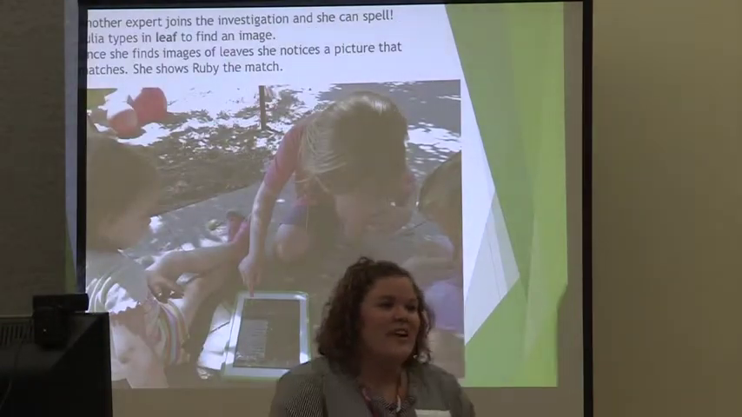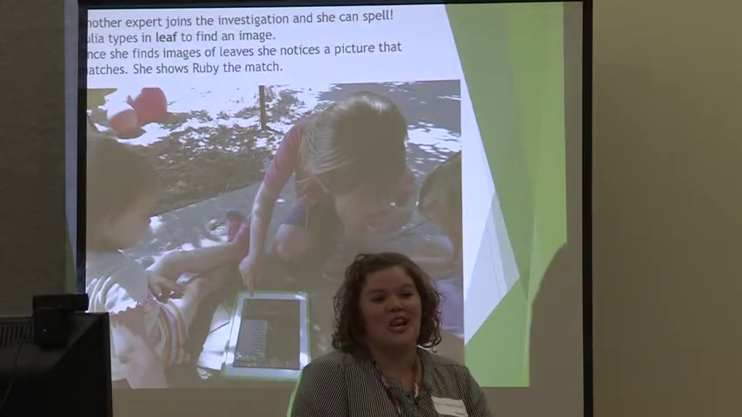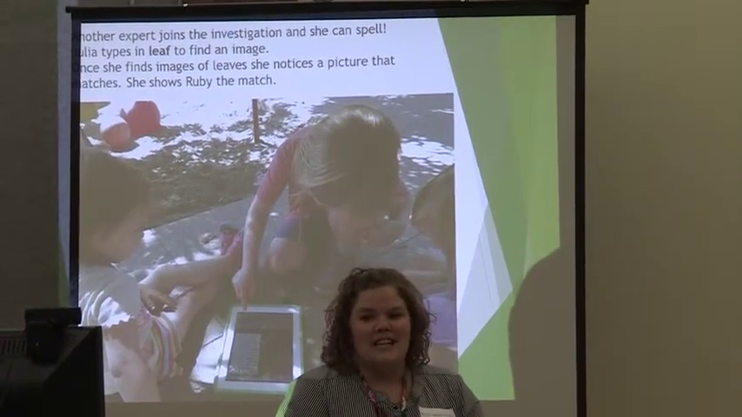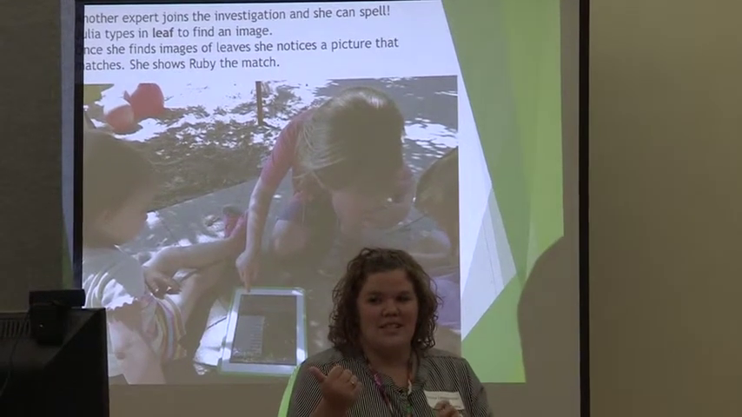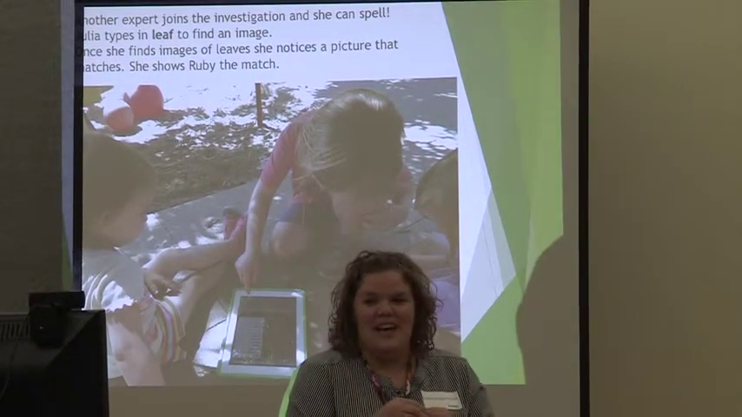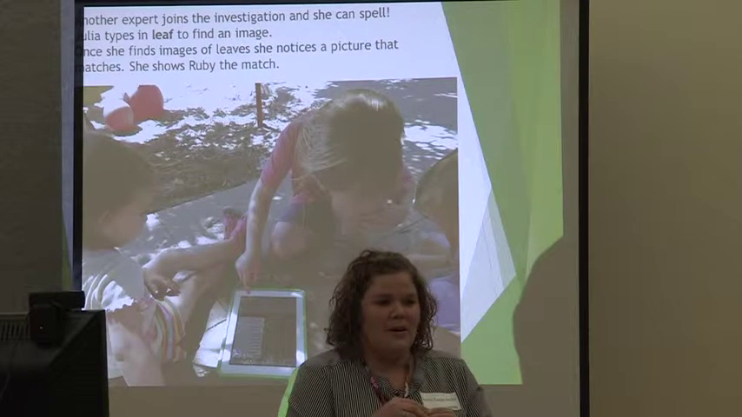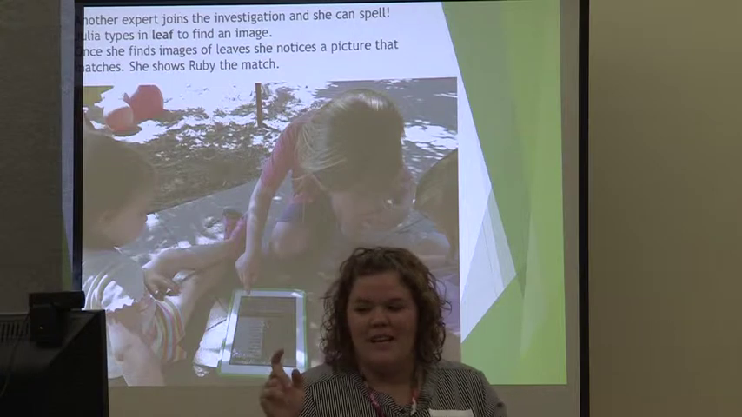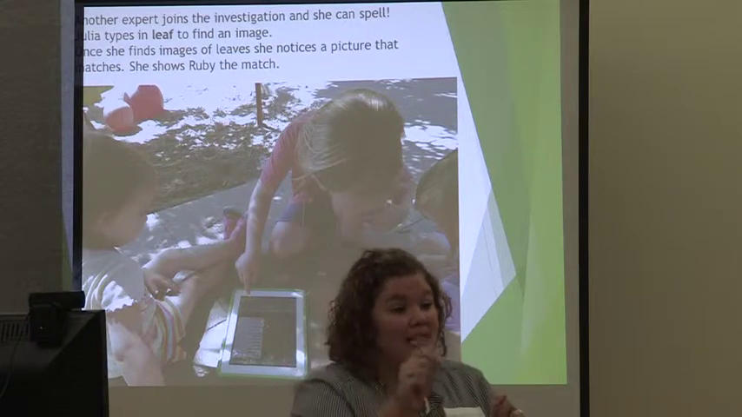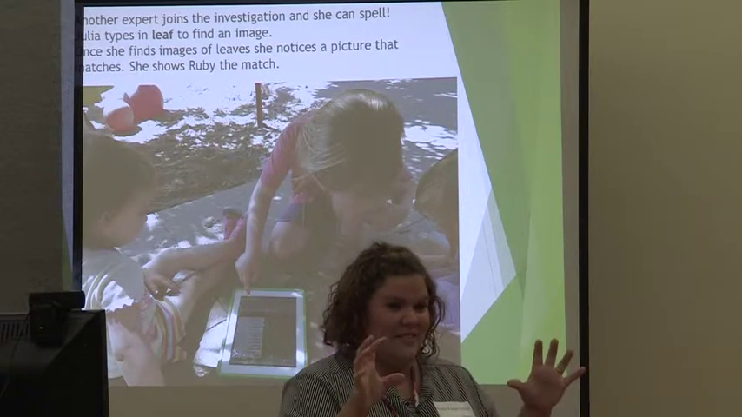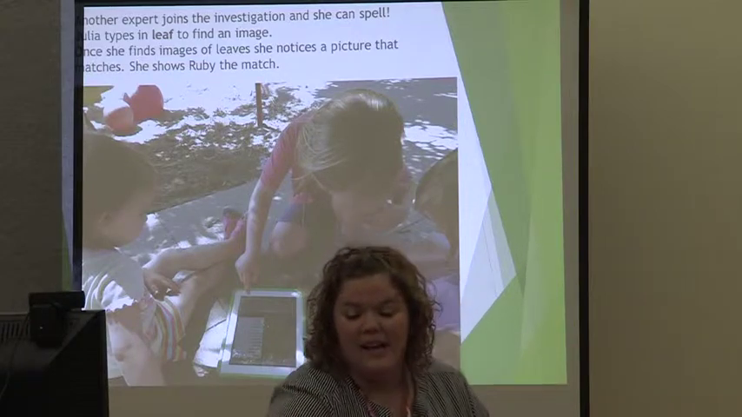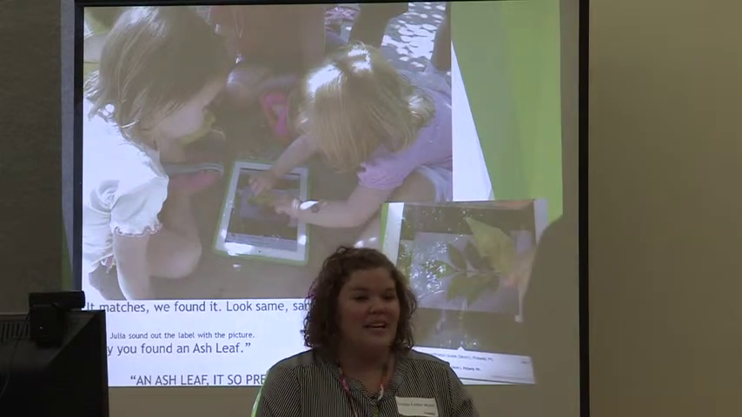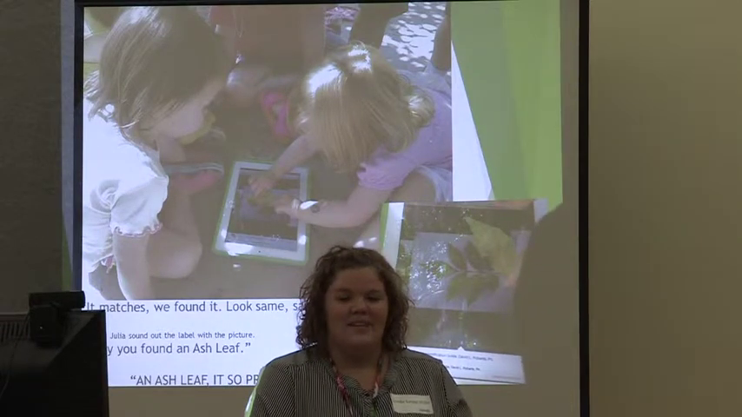Next, another expert joins us, and this expert is a child. Julia can spell. She finds some of those images on Google Image, and she notices a picture right away that matches Ruby's leaf. She shows Ruby the match. She typed in leaf to be able to find different kinds of leaves. Julia noticed the match for Ruby, and it matches. We found it. Look, same. And so she labels that.